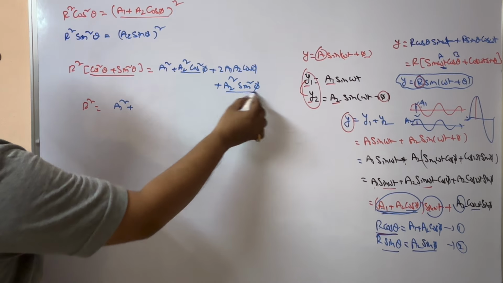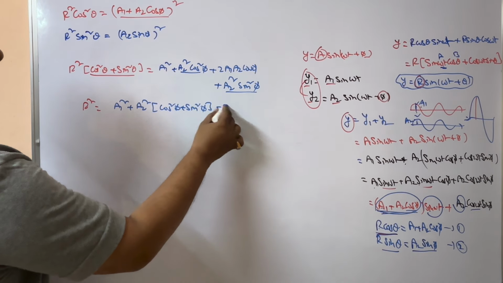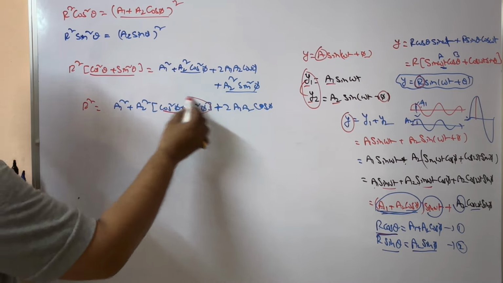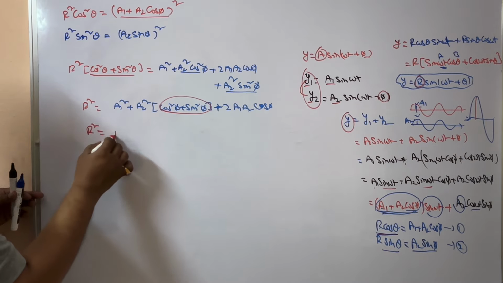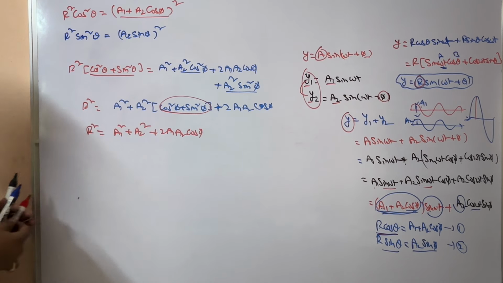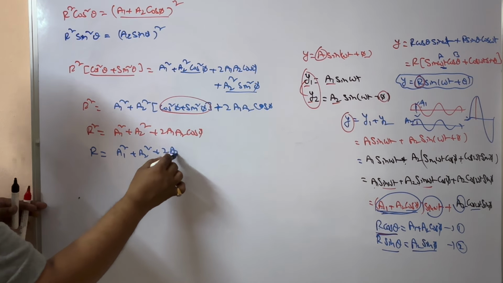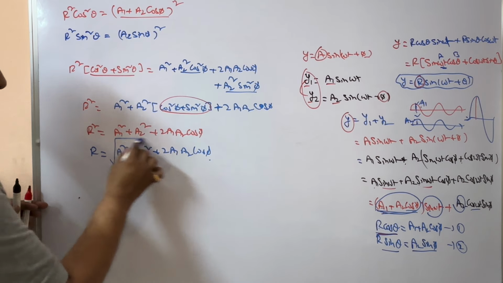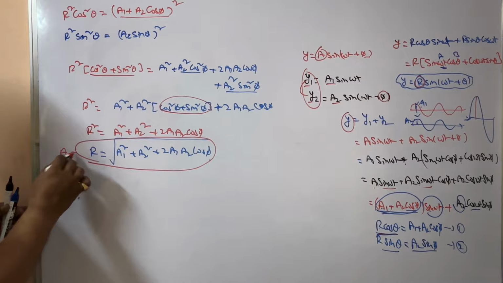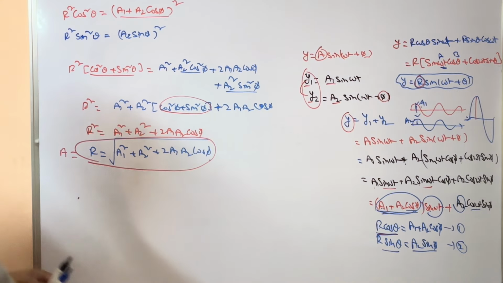A1 square, and if you take A2 square common, cos square phi plus sin square phi, plus 2 A1 A2 cos phi. Now this is equal to 1. Now R square equals A1 square plus A2 square plus 2 A1 A2 cos phi. Now the resultant amplitude is the square root of A1 square plus A2 square plus 2 A1 A2 cos phi. This is the equation you should remember for resultant amplitude. Some people will write A also.